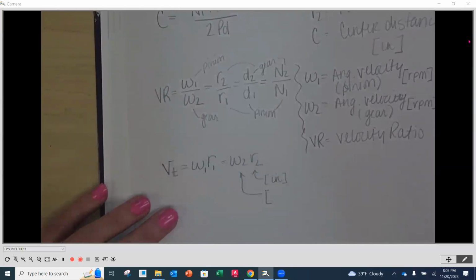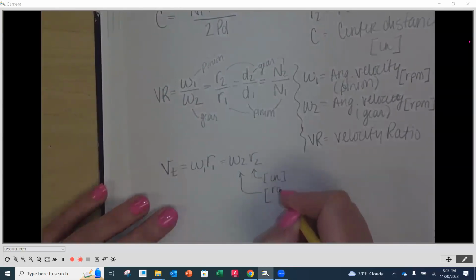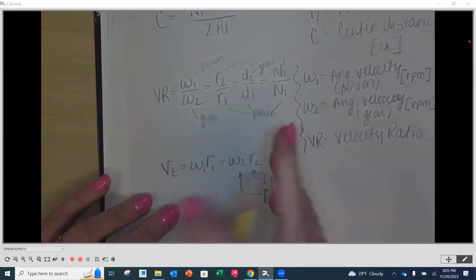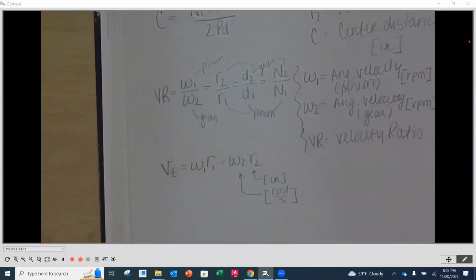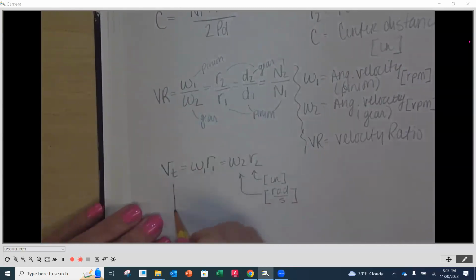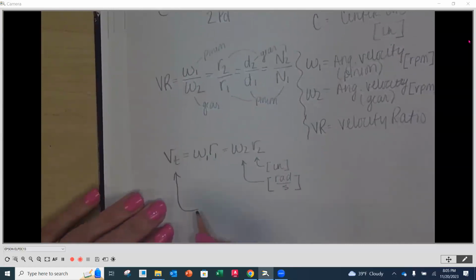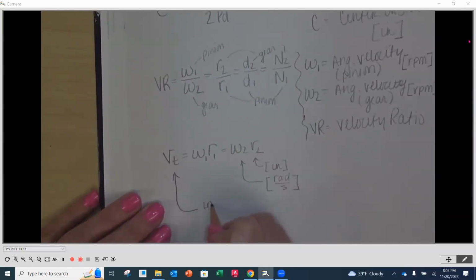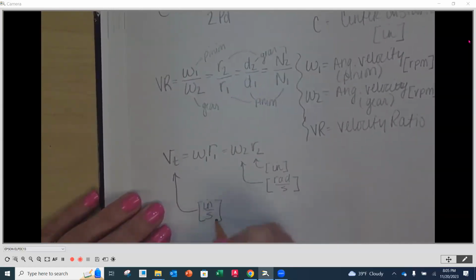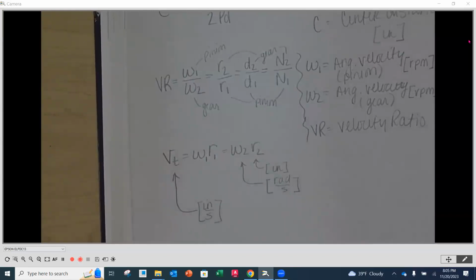Not RPMs, they're the other ones. Radians per second, right? The same rules apply here again. Radians per second, because our pitch line velocity, what are the units going to have to be here? Inches per second, right? And when I take inches times radians per second, the radians do what? How do they disappear?